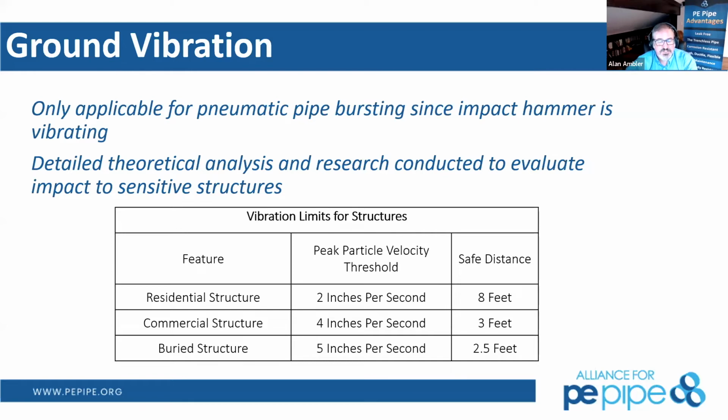And here he developed this general rule of thumb that we didn't want to be closer than 8 feet to residential structures. Commercial structures are in the 3 feet range, and buried structures such as concrete vaults or vats and whatever else we might find, about 2.5 feet away. And so this really is measuring the impact wave that's sent out through the peak particle velocity threshold within the soil column as we go through.